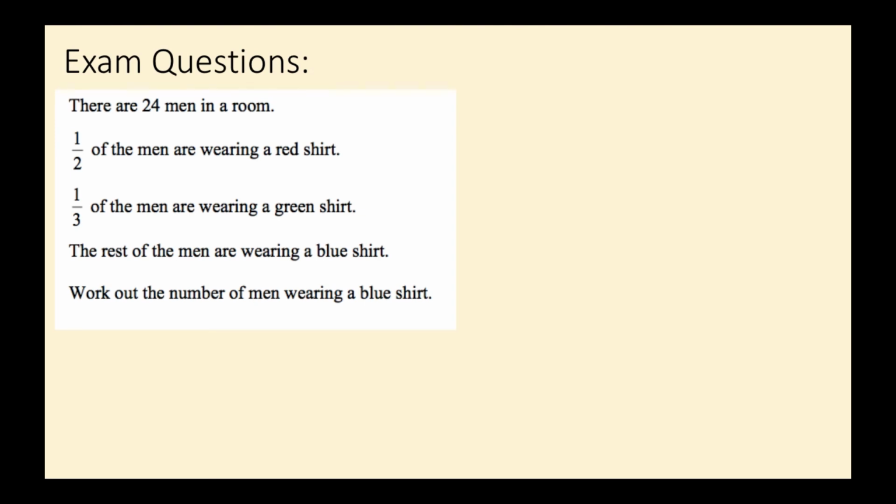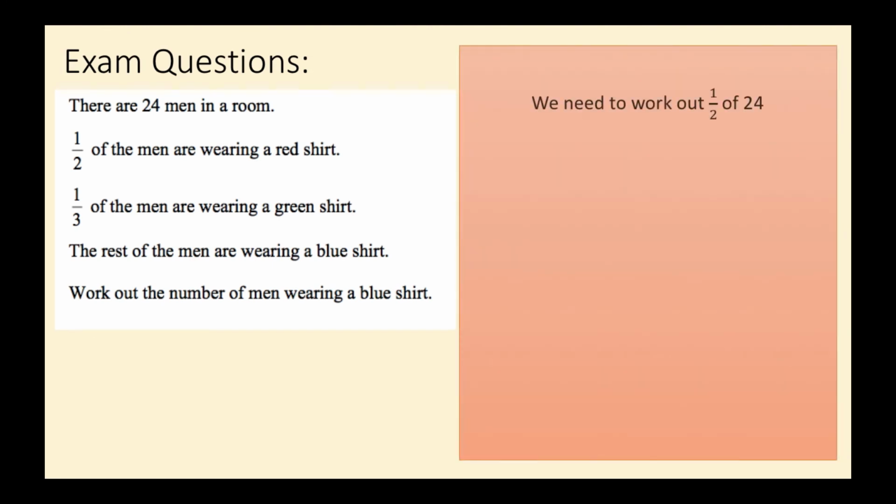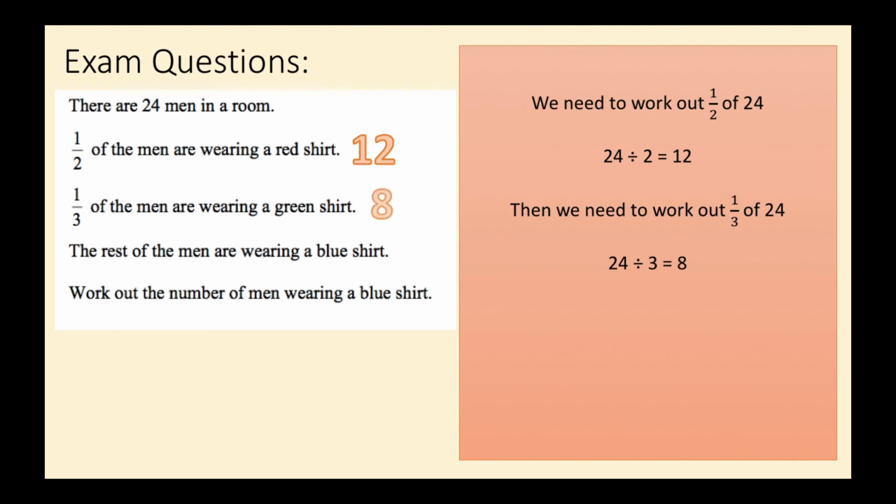Okay, so let's go back to the beginning. There are 24 men in a room, and half of them are wearing a red shirt. So we need to work out a half of 24. To do that, we're just going to do 24 divided by 2, which gives us 12. So there are 12 men wearing red shirts. A third of the men are wearing green shirts. So we need to work out a third of 24. 24 divided by 3 is 8. So there are 8 men wearing green shirts.